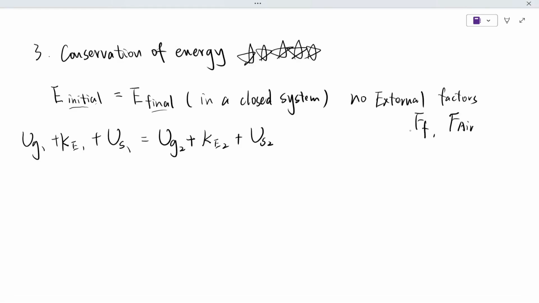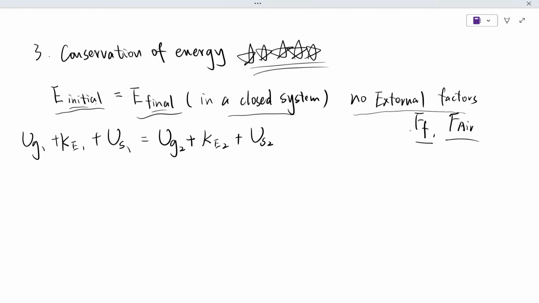Alright, next topic, conservation of energy. This topic is very, very important because 90% of questions you did or you met were related to this topic or somehow related to this topic. So in simple terms, the conservation of energy is basically the initial energy you have in an object is equal to the energy the object obtains at its final state. Obviously, the object must be in a closed system, which means there are no external factors or forces like friction force or air resistance forces.